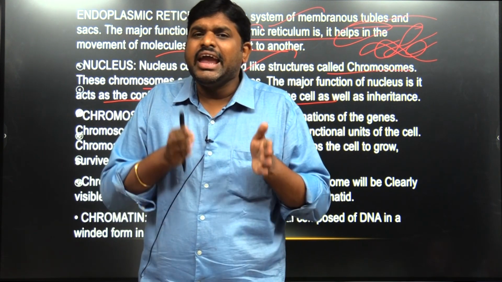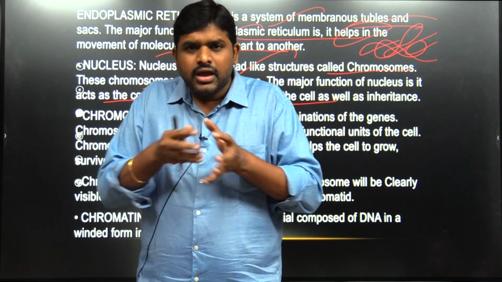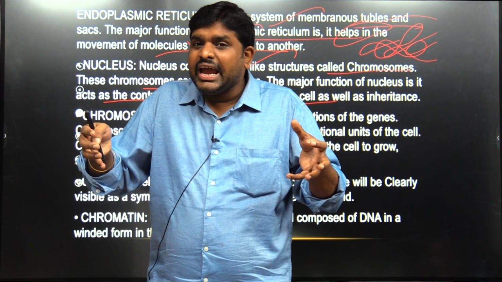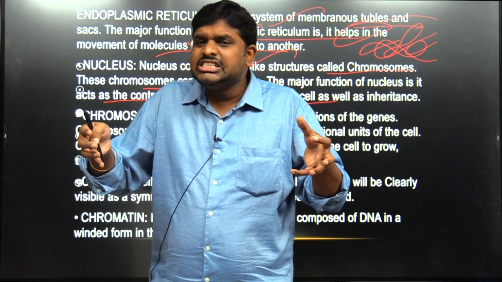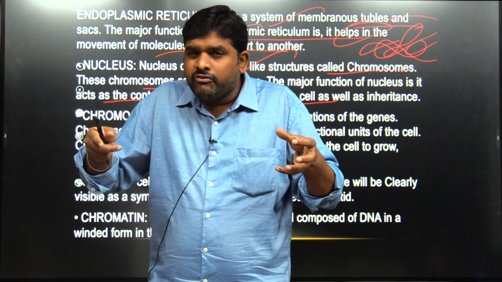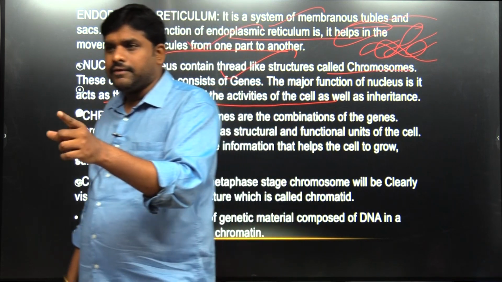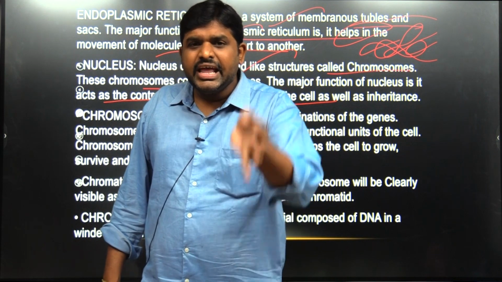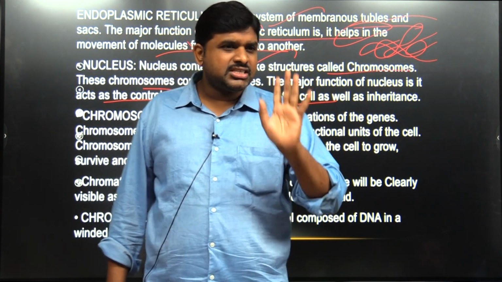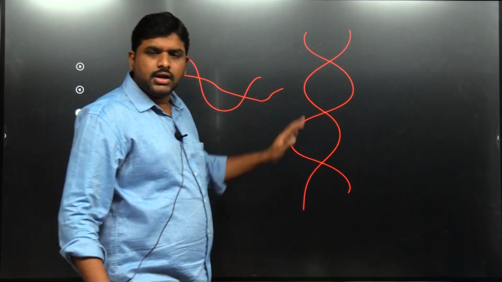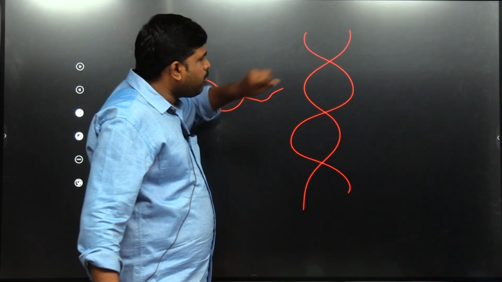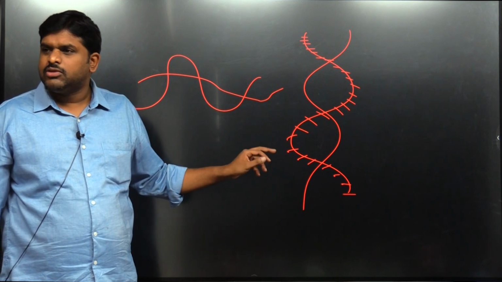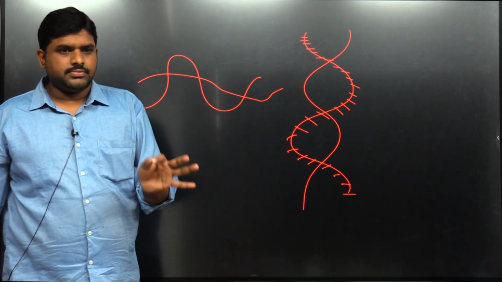For example, ATCG. It's an arrangement of DNAs. The arrangement of DNAs like ATCG or CGAT, this arrangement of DNAs is called a gene. Gene is the functional unit of the chromosome. DNA is the structural unit of the chromosome. Understand this. This is a chromosome. This chromosome is constructed because of these individual DNA structures.